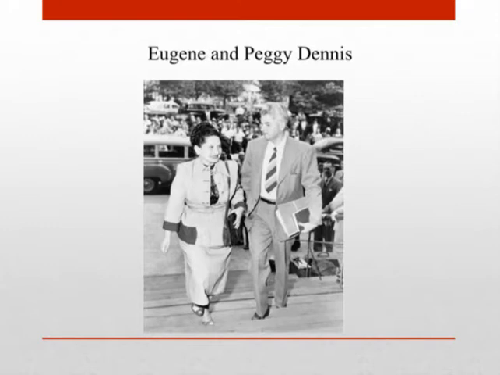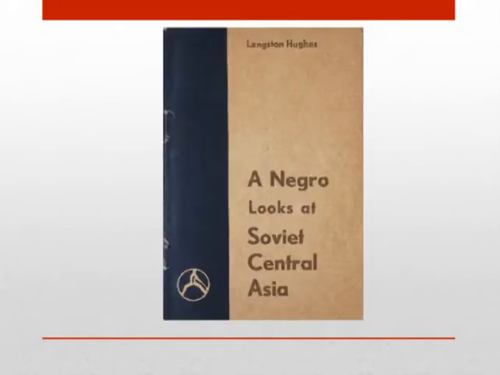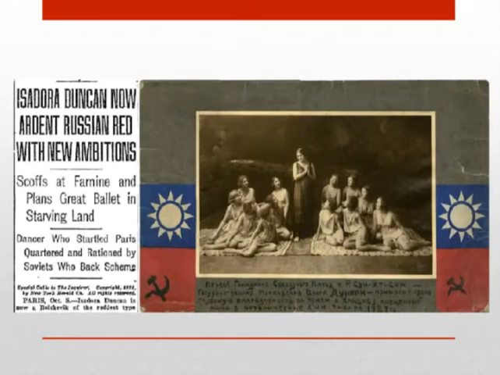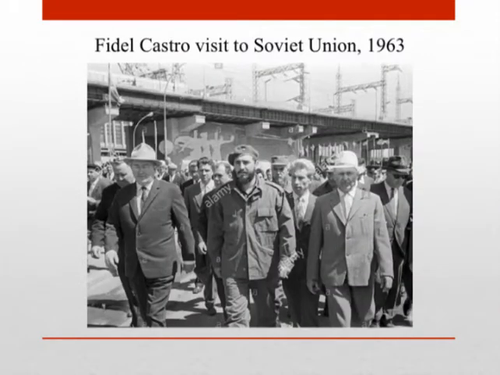There you have Eugene and Peggy Dennis, local activists from LA who were very much a part of the 1930s labor movement. Langston Hughes, who was also in Altadena, traveled to the Soviet Union and brought back ideas about racial equality, very, very important to this untold story. Isadora Duncan, a famous American dancer, moved to Russia, married Sergei Yesenin, and then opened a dance school because she wanted to teach people about democratic movement. So these are just a few of the figures that we have picked up on.